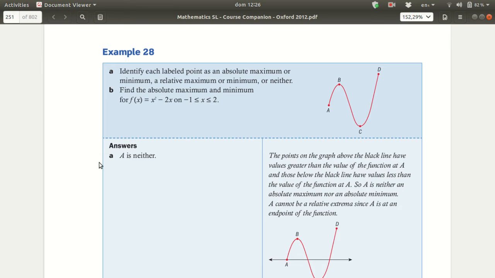Hi everyone, in this video we're going to look at a few examples of global extrema, so let's do it. Let's look at part A. Identify each labeled point as an absolute maximum or minimum, a relative maximum or minimum, or neither.